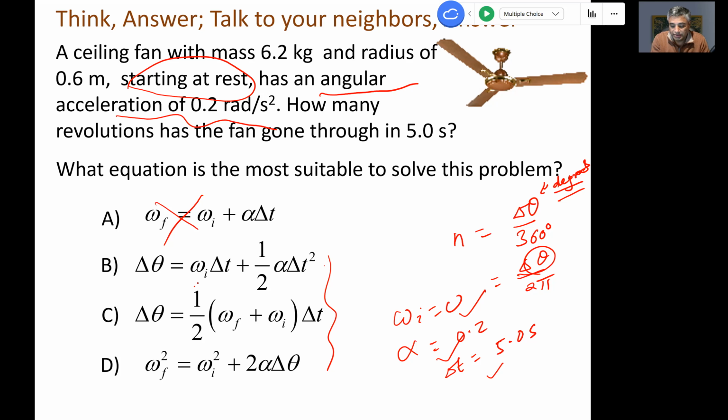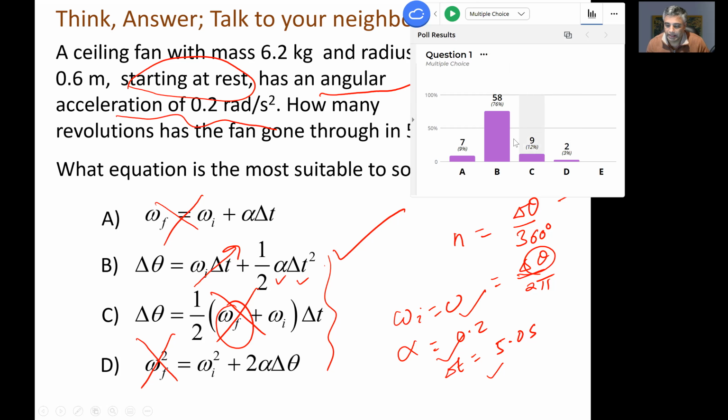Omega_i is 0. Alpha is known, delta t is known. So it looks like we can use that. Here, omega_f we don't know, so that's why we cannot use it. Omega_f we don't know, that's why we cannot use it. Okay, so that's why B is the correct answer, just like most of you identified correctly.